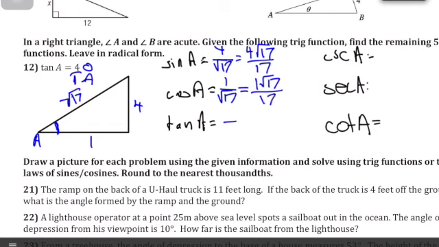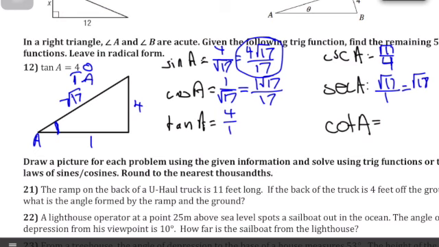The next one, well, this one we already know, right? It's 4 over 1, opposite over adjacent. Now we just have to flip it. For cosecant, just flip the sine, so square root of 17 over 4. Notice how I don't simplify the final answer. Then secant of A, just go ahead and flip the cosine, so I just get radical 17 over 1, which is just equal to the square root of 17.